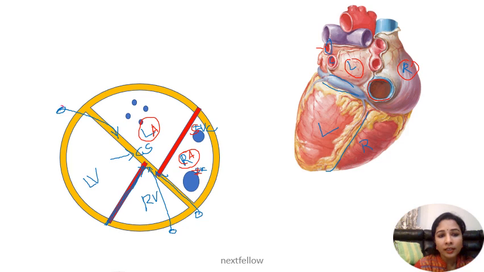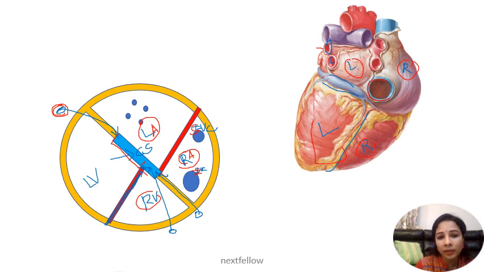So the vessel here which opens into this is the coronary sinus. This is our coronary sinus. This is the great cardiac vein, which comes from the anterior side, winding round and opening. And this is the right ventricle, and here is the left ventricle.